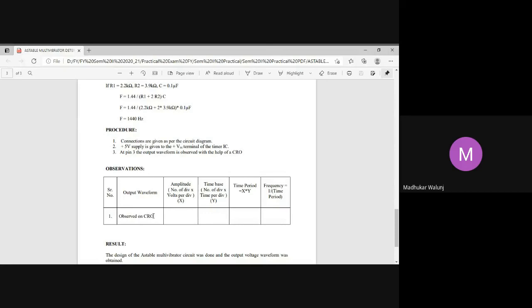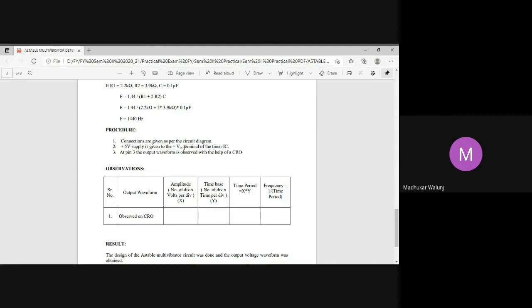Observed on the CRO, we see the amplitude, number of divisions, then the time base knob. Time period equals X into Y, and taking 1 upon the time period gives the frequency. Practically, that frequency will be slightly 1400 to 1500. It will not be exactly 1440 because the resistors have some tolerances, or because in calculation over CRO we are not going to get a perfect value. For that purpose, we need a frequency counter, so it can count the frequency.